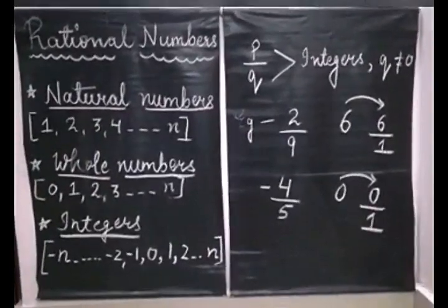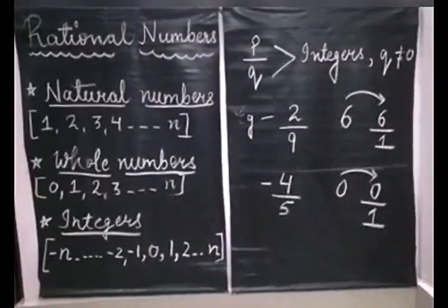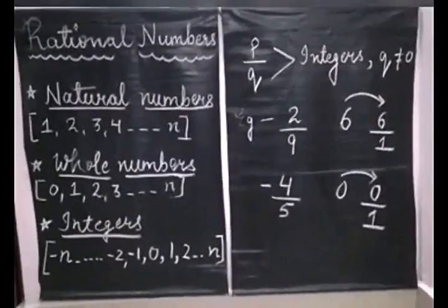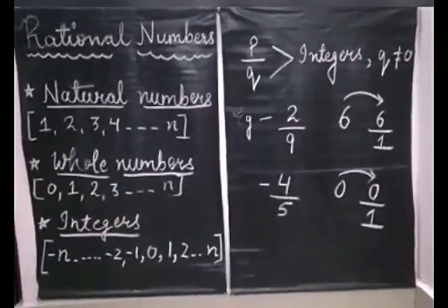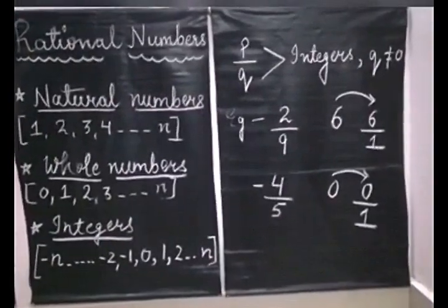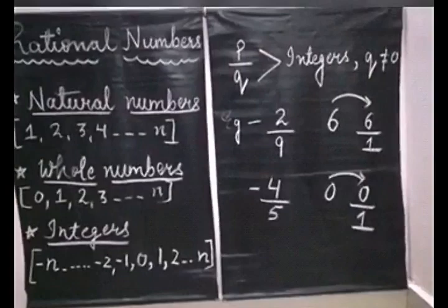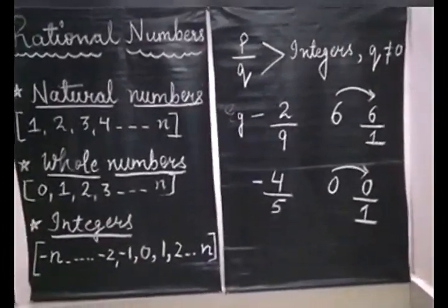Now, can we say that 6 is a rational number? Yes, we can say that 6 is a rational number because below 6 I can write 1, as you can see, I have already written. So it is in the form of p by q and q is not equal to 0.